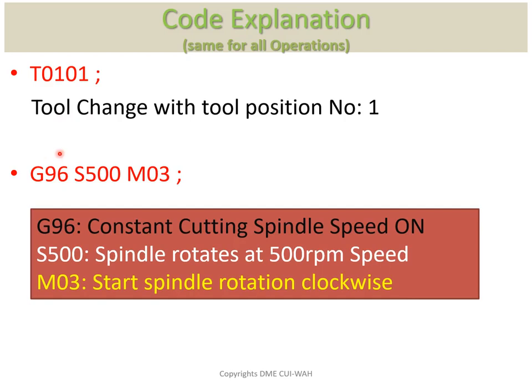G96 is used to rotate the spindle at constant RPM. So here you see the next code is S500. Both commands together mean now the spindle will rotate constantly with the RPM of 500 revolutions per minute. The rotation unit, revolution per minute, was selected in the previous slides. The next is M03. M03 is used for selecting clockwise rotation. Its opposite is M04, which when applied the spindle will rotate in anti-clockwise direction.